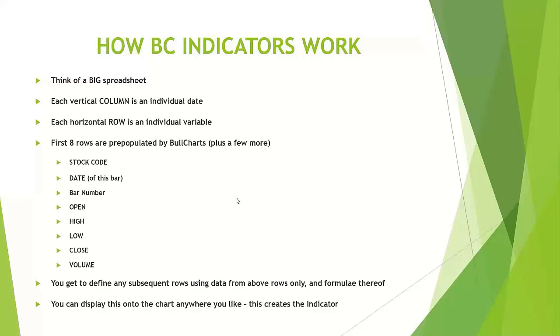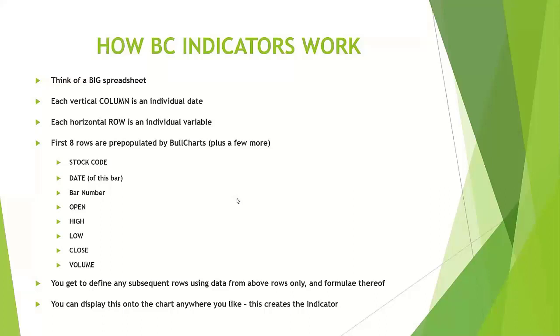Another thing it puts in there is, the next row you can think of as being the bar number. So the very first bar in the data set, and that does not mean the first bar that's displayed on the chart. It's the very first bar in the total data set within the database. First bar is bar number one, last bar is bar number 327 or 582, whatever it is. First bar is number one.